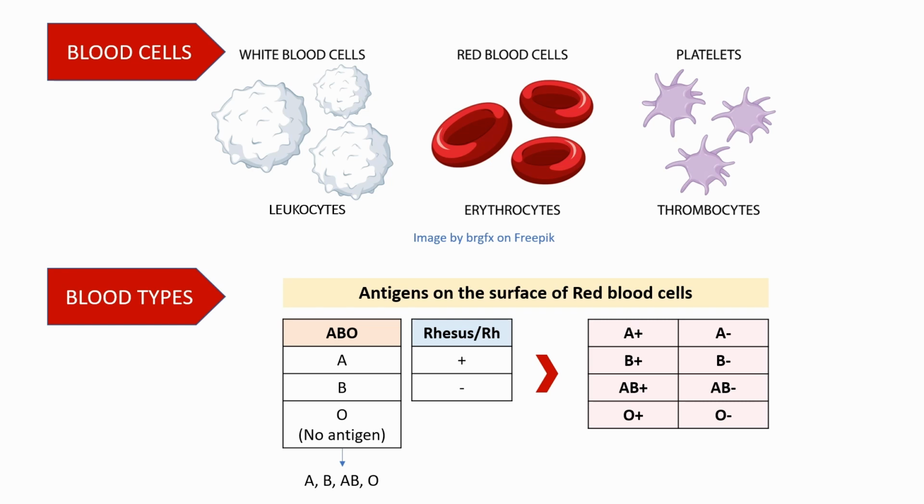AB positive has A, B, and RH antigens. Since it has all 3 antigens, it can receive blood from every other blood type, and it is called the universal recipient. O negative has neither A nor B nor RH antigens. Since it has no antigens, it can give blood to every other blood type, and hence it is called the universal donor. The knowledge of blood groups, therefore, is important when you're transfusing blood to a person who needs it. The right blood type is very important, and a wrong blood type can cause lots of harm in the body.